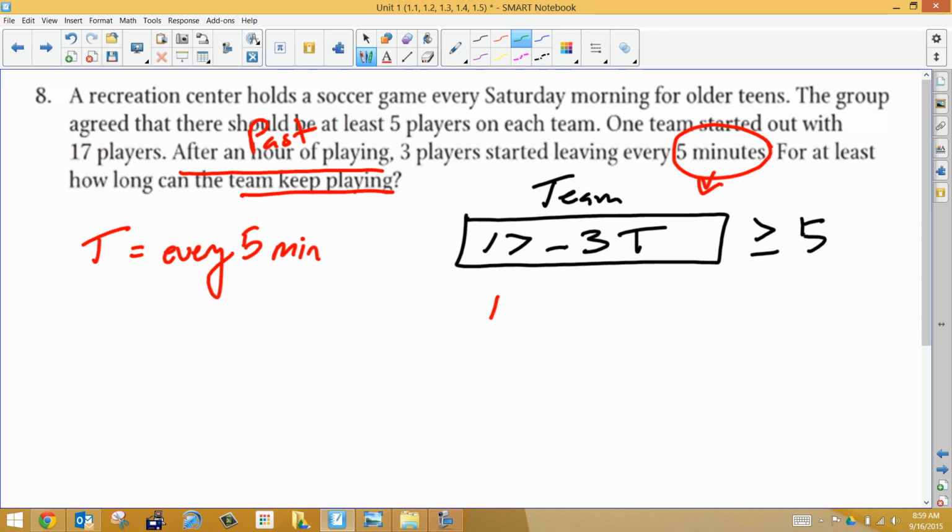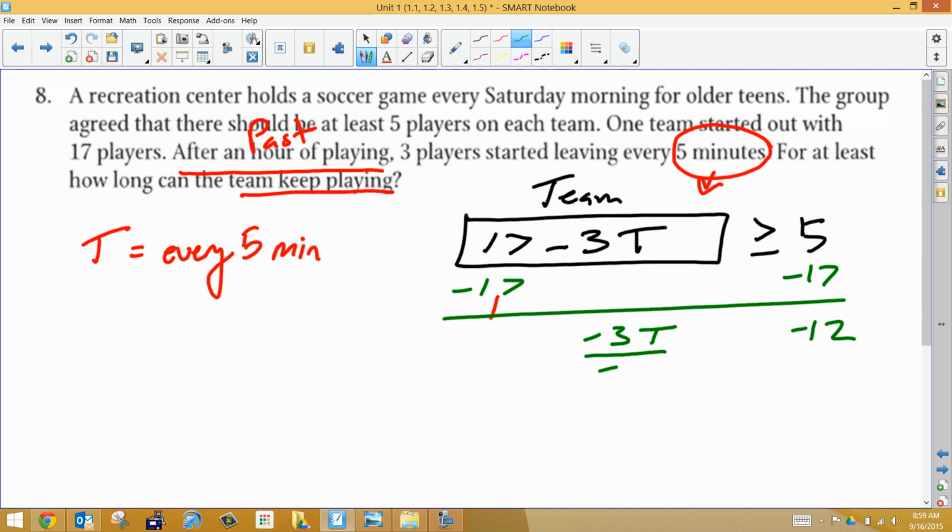And notice we have negatives involved. So when I subtract 17, we have a negative 3t, and we have a negative 12 over here. Now we have to divide by that negative. Prime example of why we're taking the opposite. And notice we get 4 here. Okay. We divided by a negative, so we have to switch the sign. So this is saying our intervals have to be 4 intervals or less.